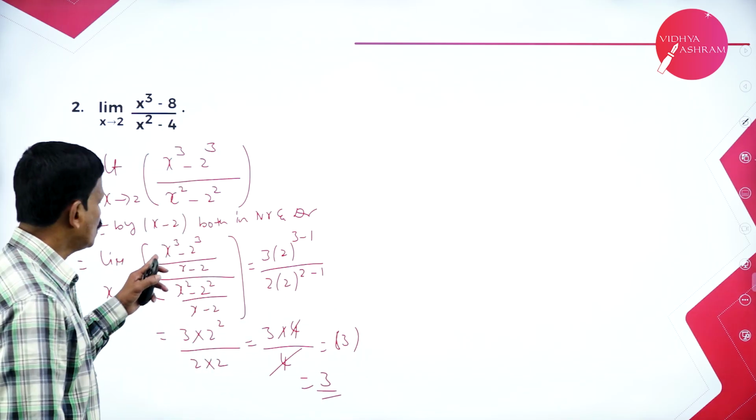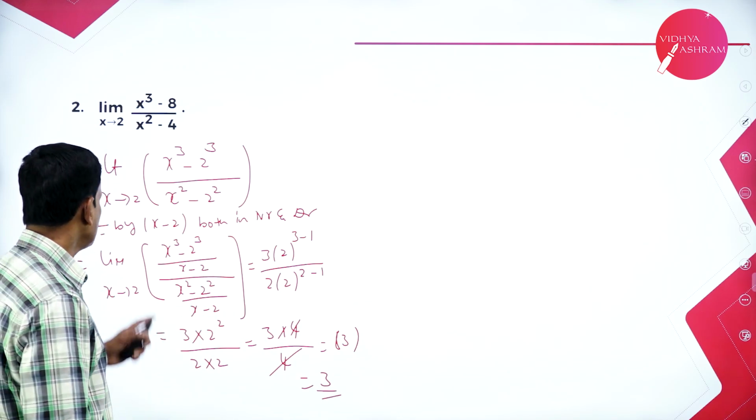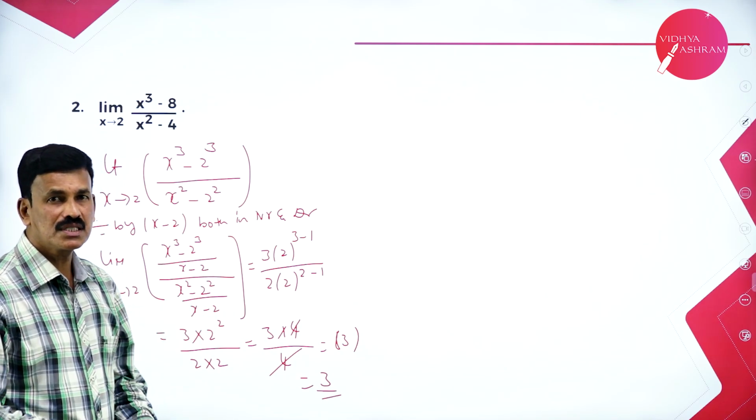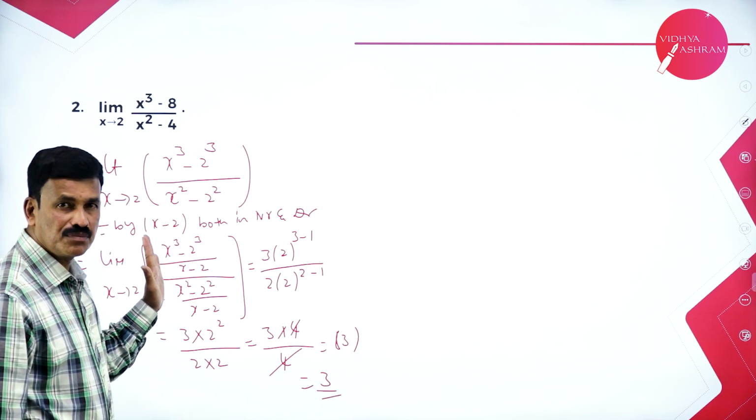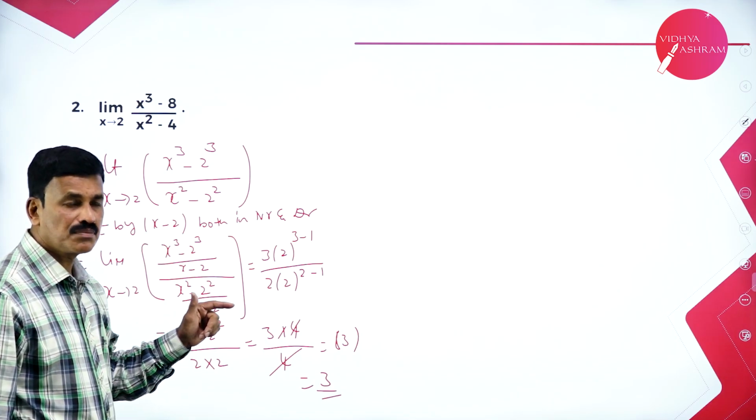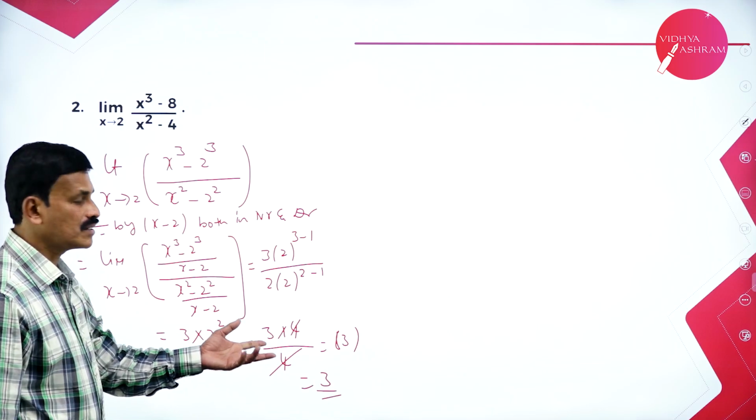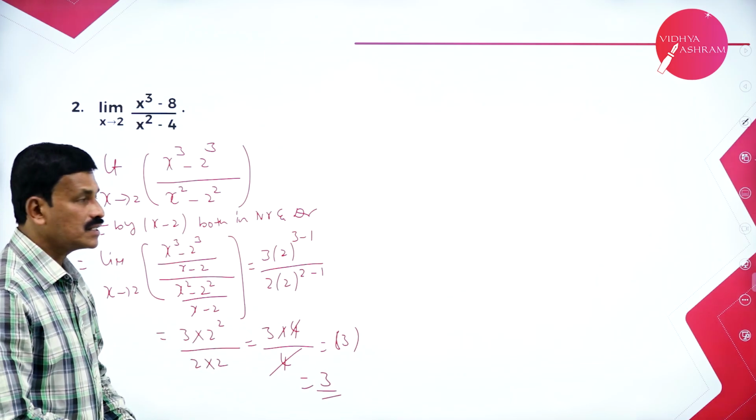Okay. So convert this into the standard form: x raised to n minus a raised to n by x minus a, and limit x tends to a. Divide both numerator and denominator by x minus 2 and apply the limit. You will get the answer. 4 and 4 get cancelled, 3.